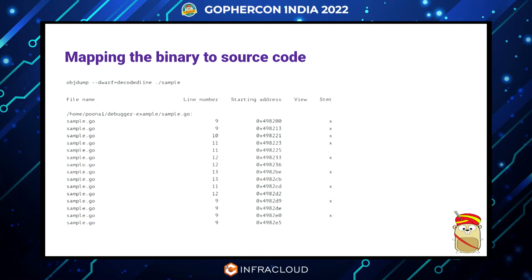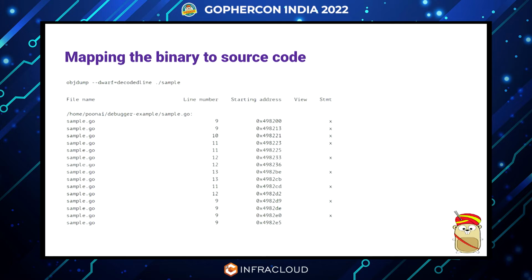I just copied a snippet of it. You can clearly see that sample.go line number 12 is at the virtual address 0x498233. So we exactly know where line number 12 is in the assembly, in the memory region.